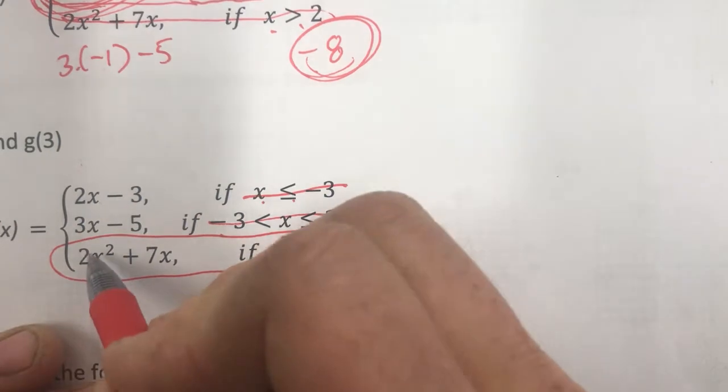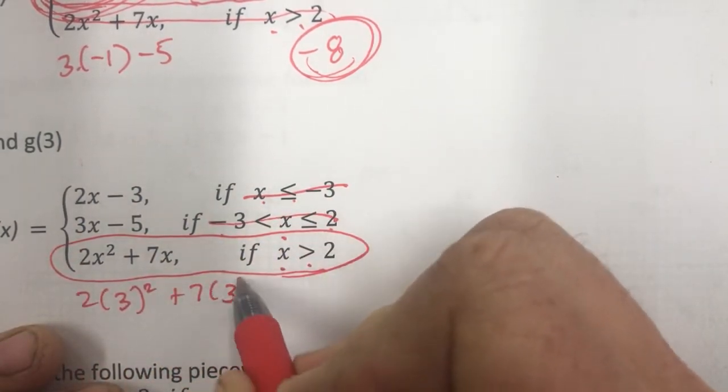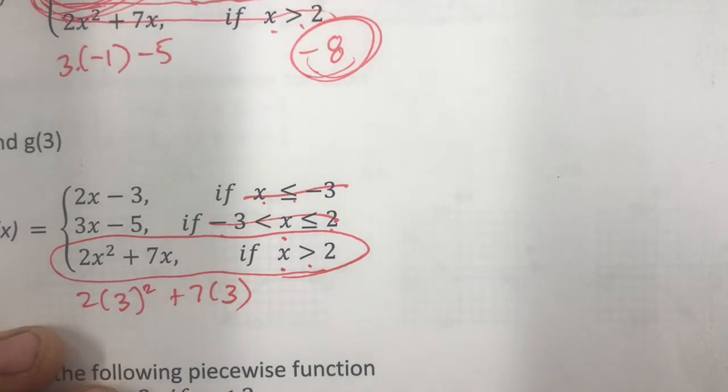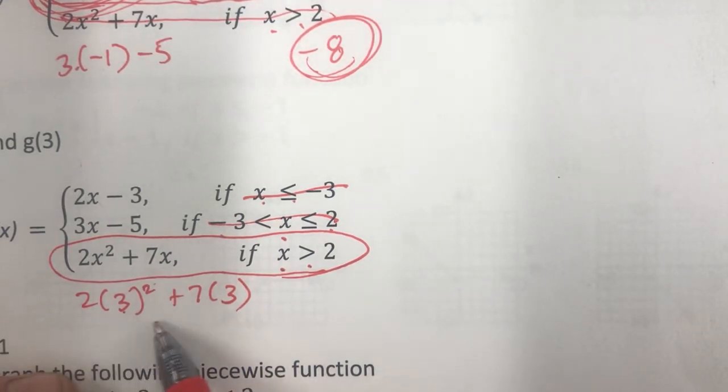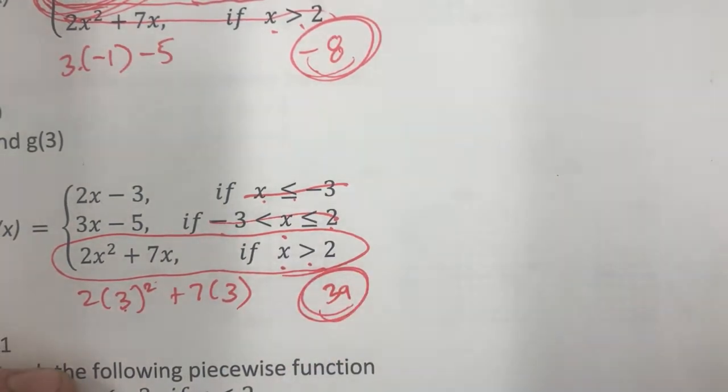So I put 3 in this. So 2 times 3 squared plus 7 times 3. Okay, that's going to be 18 plus 21, which is 39. And there we go. That's my function value.